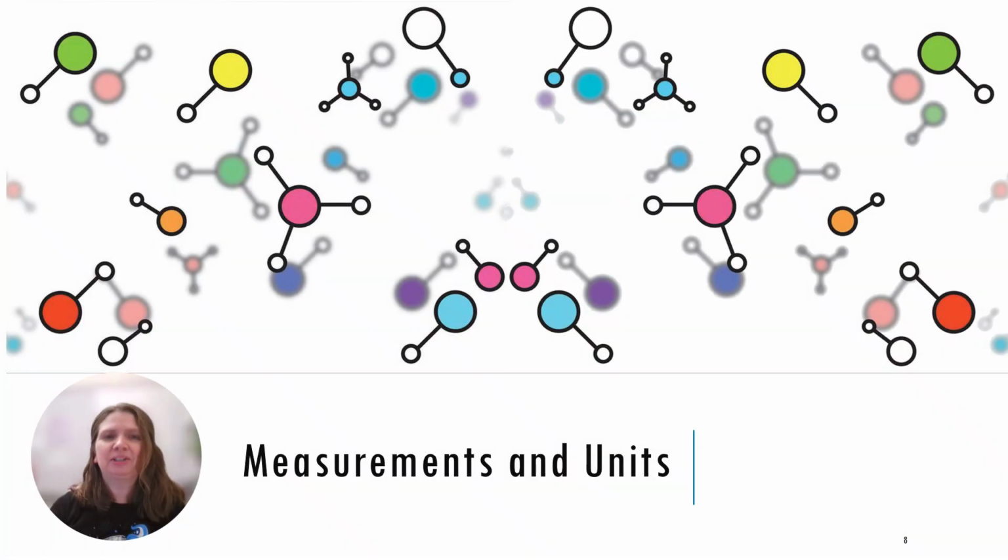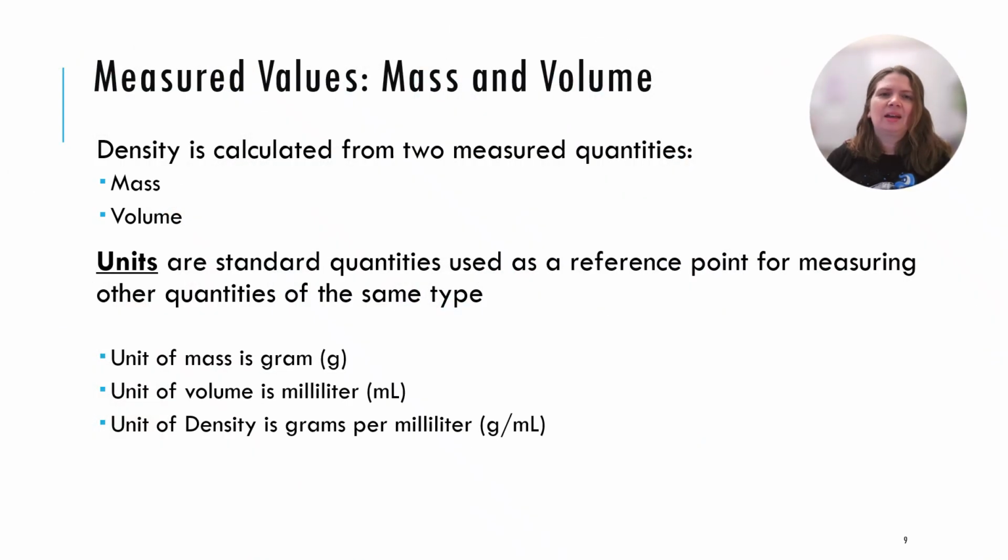In this video, we will learn about measurements and units. Density is calculated from two measured quantities, mass and volume. Whenever we take measurements, the numerical values we record always have associated units. Units are standard reference quantities used to measure other quantities of the same type. For example, mass can be measured in ounces or grams, but in science we typically use grams. Common units for volume include cubic centimeters, milliliters, and liters.